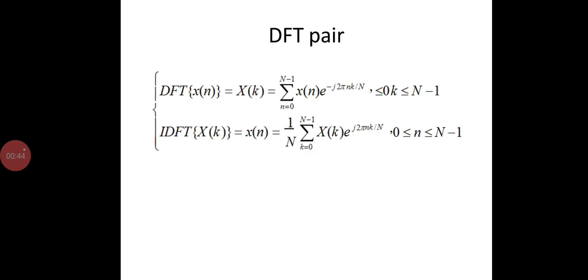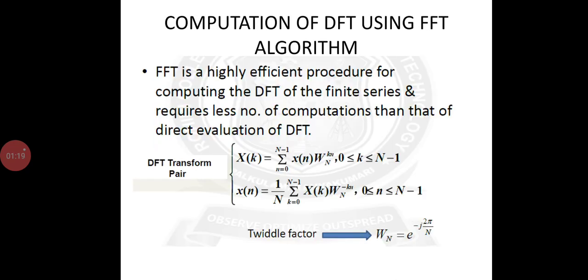The DFT is defined as, the DFT of x of n equal to X of k equal to summation n equal to 0 to N minus 1 x of n into e power minus j 2 pi nk divided by capital N, where k varies from 0 to N minus 1. And also the IDFT of X of k equal to x of n equal to 1 by N summation k equal to 0 to N minus 1 X of k into e power j 2 pi nk by capital N, where the small n varies from 0 to N minus 1. Both are said to be the DFT pairs.